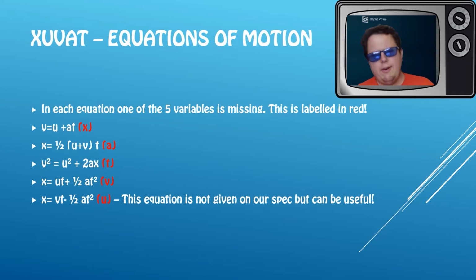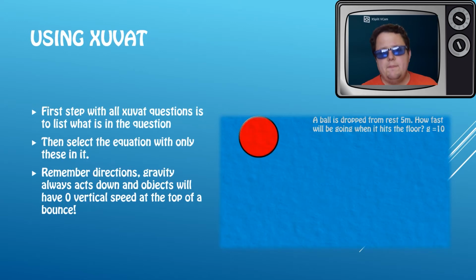And then the final one is basically like the previous one, but we haven't got u, which means we're given the final velocity, and we just take away half at squared here. Like I said, you don't need to learn these. They are all given, bar the last one, but I wouldn't worry too much about that one.